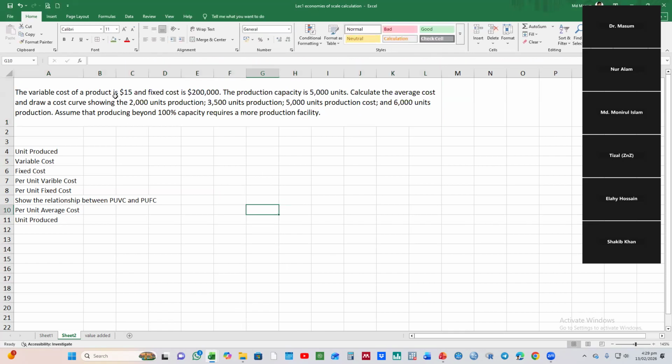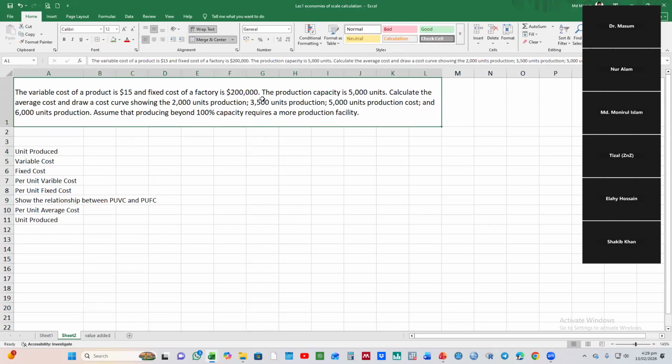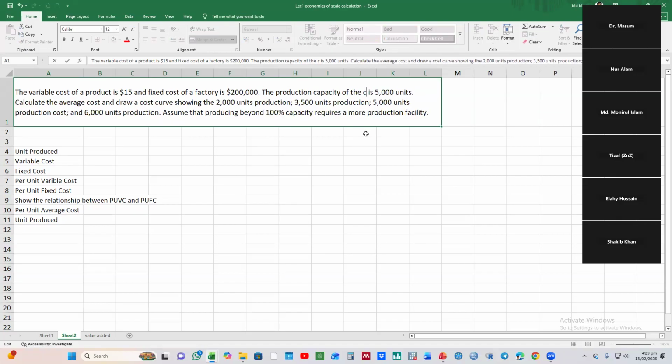The variable cost of a product is $15 and the fixed cost of a factory is 200,000. The production capacity of the factory is 5,000 units. Calculate the average cost and draw a cost curve showing 2,000 units production, 3,500 units, 5,000 units production and 6,000 units production.